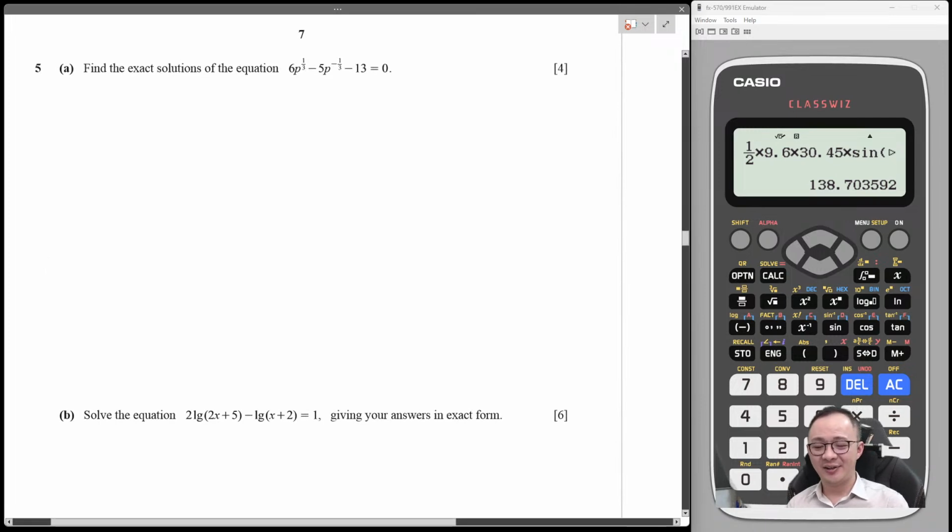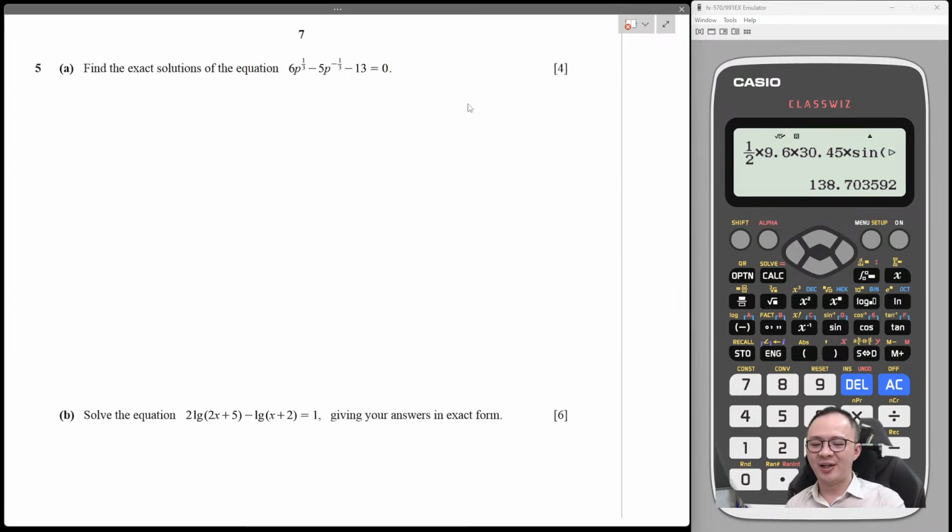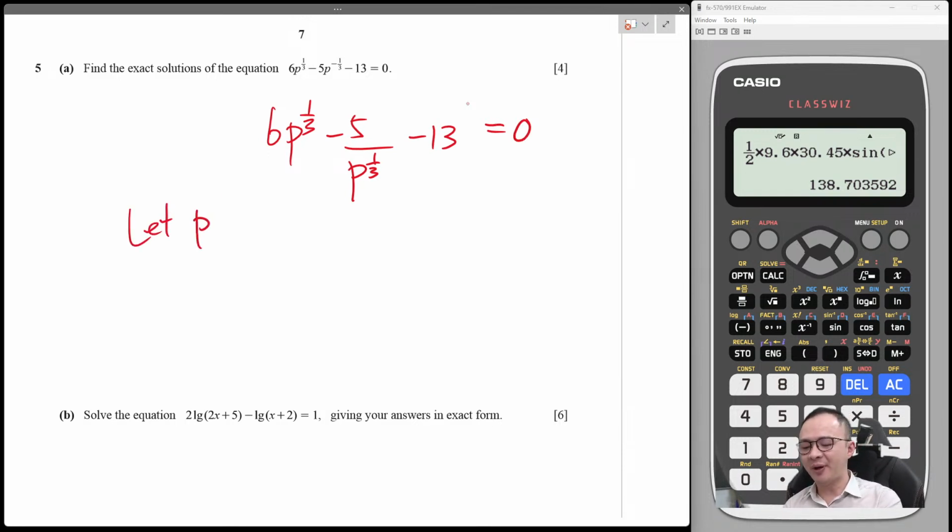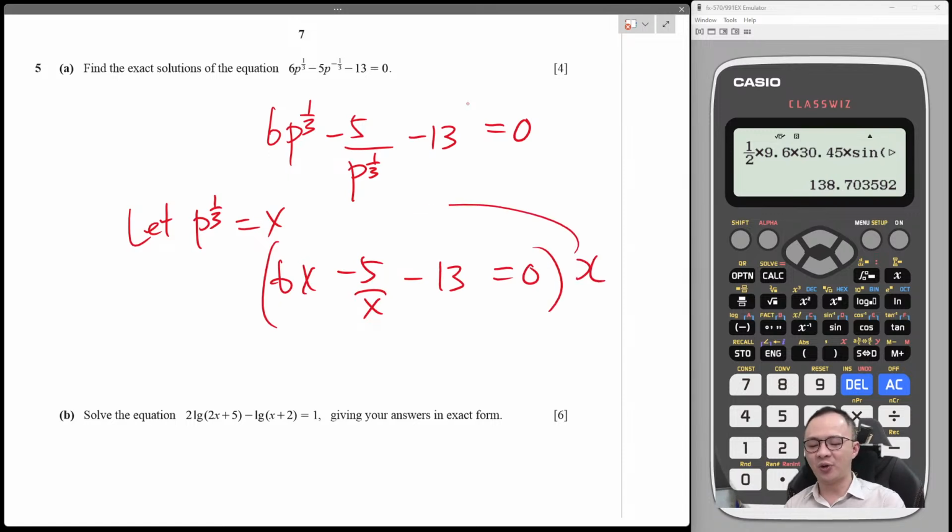Right, it's a quadratic, but this quadratic is not so obvious. But let's do it. So this is 6p power 1 over 3 minus 5 over p power 1 over 3. Because power is negative, power negative we can easily put at the denominator. So then I will just let p power 1 over 3 be x lah. Okay, 6x minus 5 over x minus 13 equals to 0. I will multiply x for the whole equation, basically 3 of them.